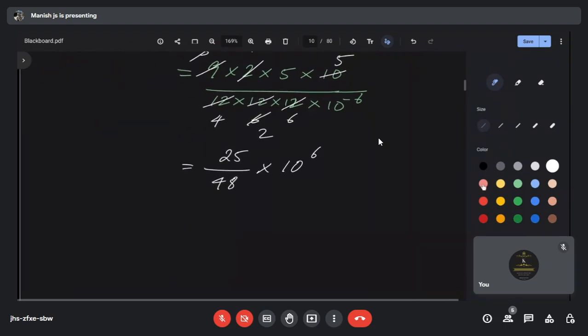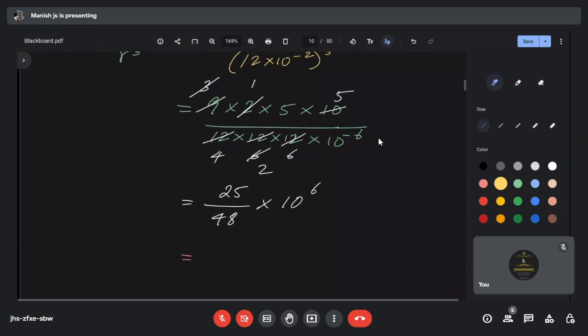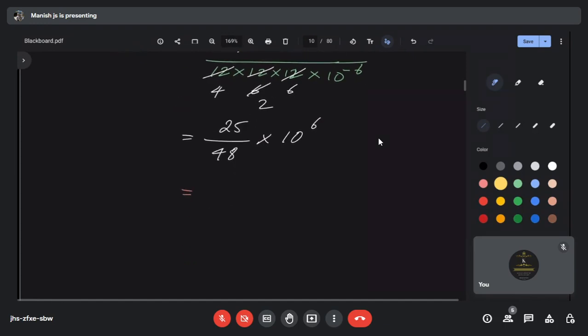How much is 25 by 48? Decimal சொல்லுங்க. 0 point something வரும். எவ்வளோ? 25 by 48, divide it. Tell me the value. 0.52, sir. So 0.52 you're getting. 0.52 into 10 power 6.